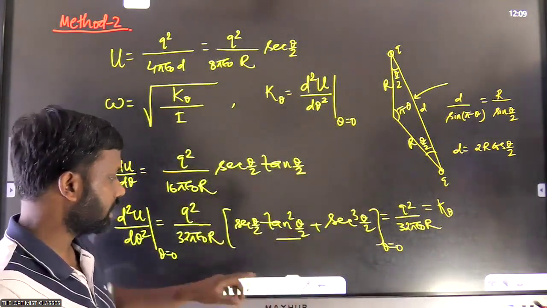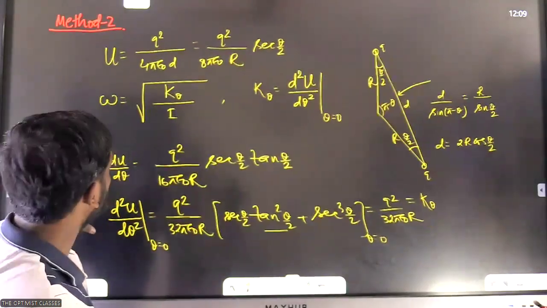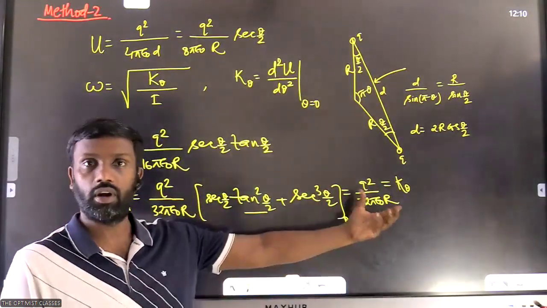You can call it the angular force constant, or torque constant. Just like the force constant, we write k with the spring constant, that is the force constant. You can call it the torque constant.